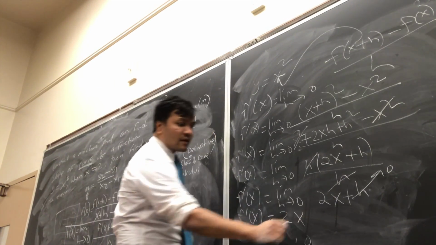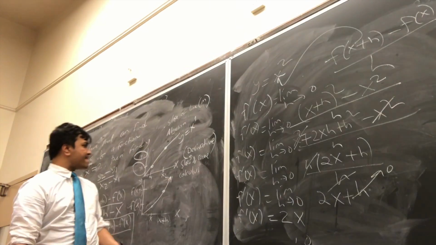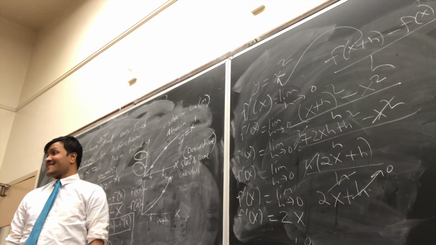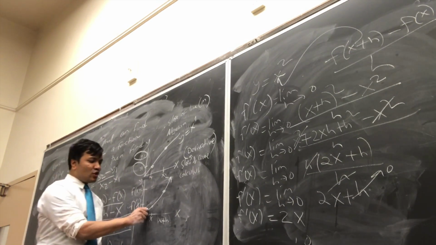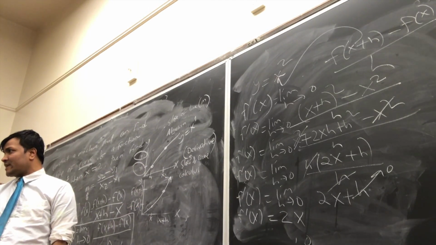2x. How many slopes exist in this line? In this line, how many slopes exist? Infinitely many. There is a slope here, there is a slope here, there is a slope here. As many slopes as you like, you can find.